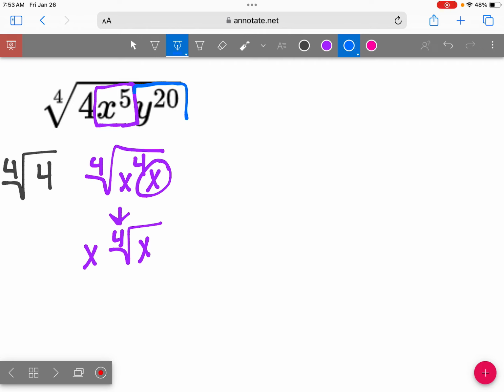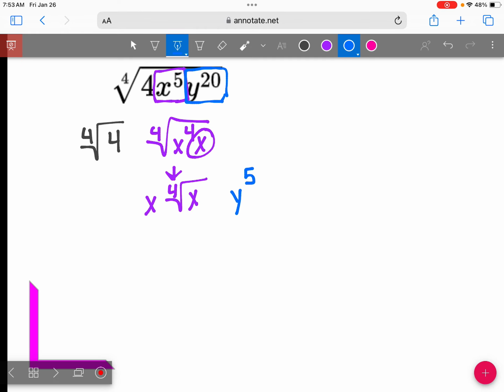How about 4th root of y to the 20th? What are we going to get there? Y to the 5th. 20 divided by 4. So we're going to have as our answer x, y to the 5th, 4th root of 4x.